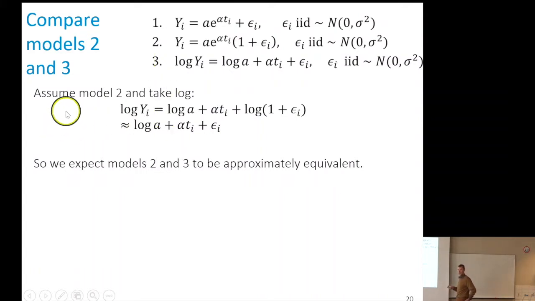So the take-home message is it's practically equivalent to assume that the error is of constant magnitude in relative terms, or to take the log of the model here.